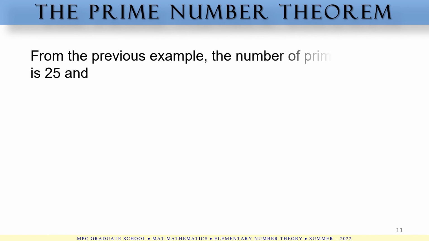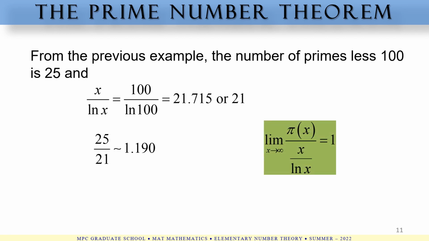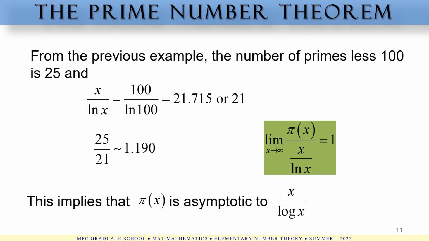From the previous example, the number of primes less than 100 is 25, and the ratio of x and ln x, that is 100 over ln 100, is approximately 21.715, or 21. From the formula, the limit of the ratio of pi of x and x over ln x as x approaches positive infinity is 1. It will be 25 over 21, which is about 1.190. This implies that pi of x is asymptotic to x over log x.